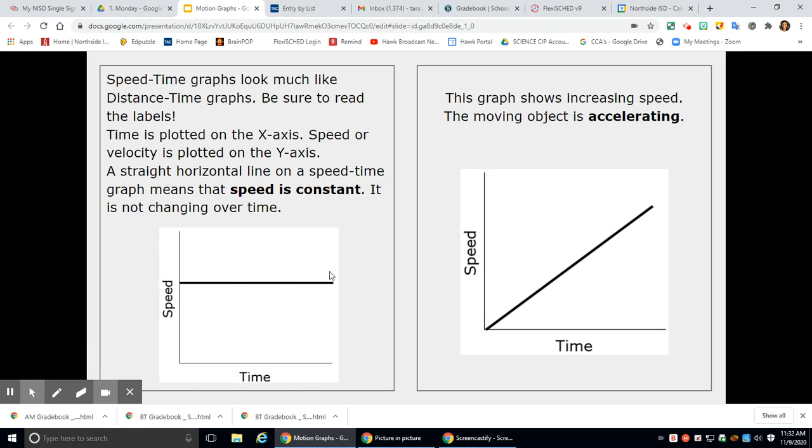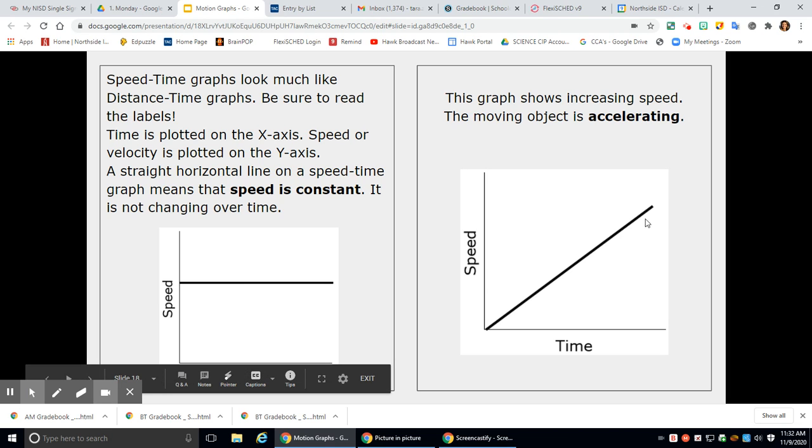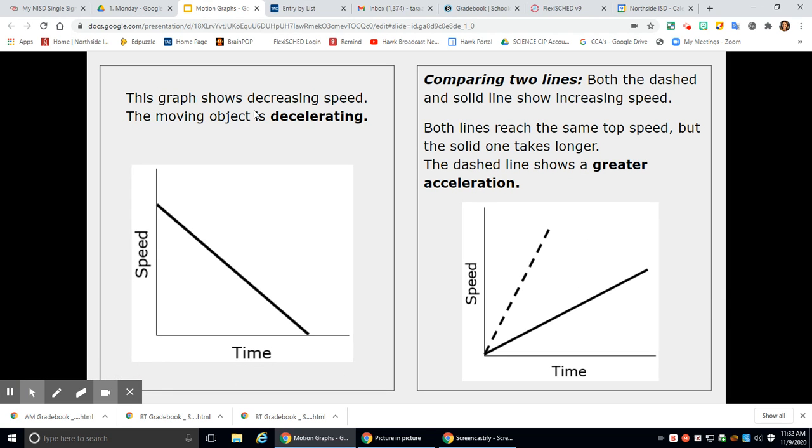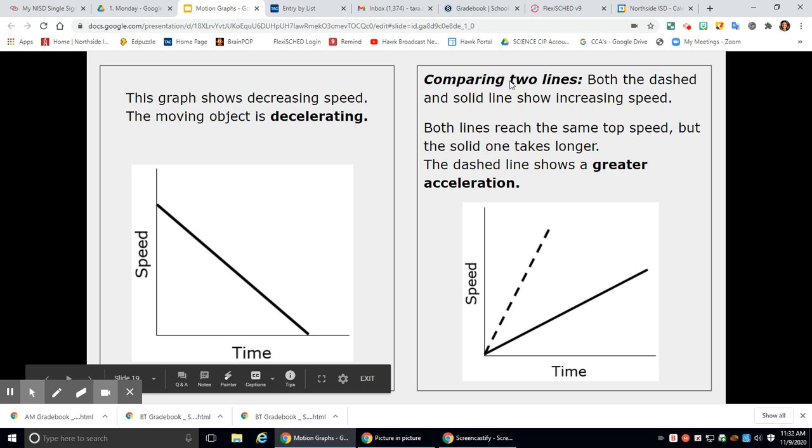A straight horizontal line on a speed time graph means that the speed is constant. It's not changing over time. This graph shows increasing speed. The object is accelerating. It's accelerating because we're changing the speed. This graph shows decreasing speed. The object is decelerating.